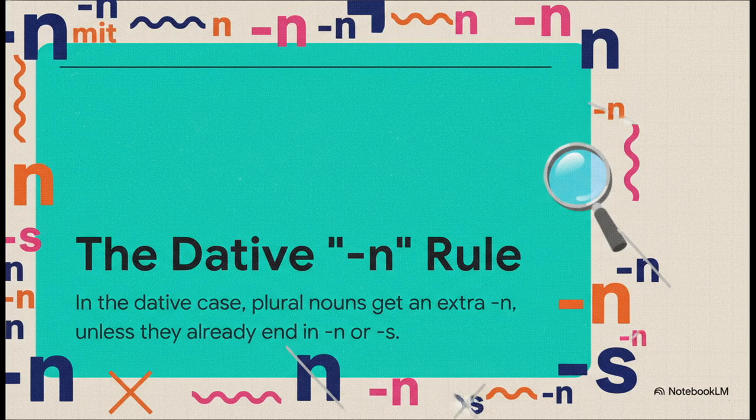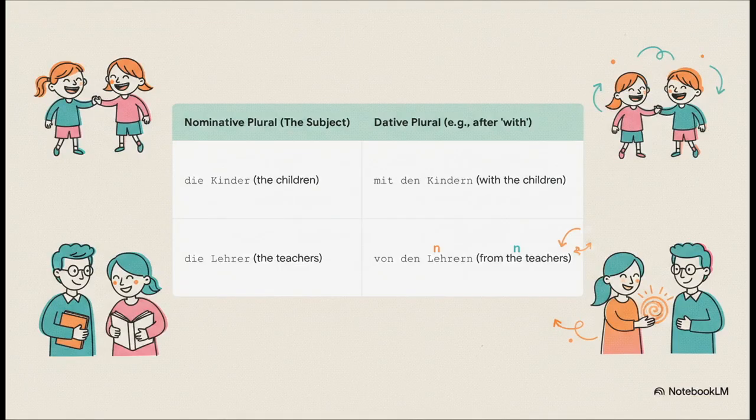When you're in the dative case, which often follows prepositions like mit, which means with, or von, which means from, you have to add an extra N to the end of your plural noun. The only time you don't is if it already ends in an N, or if it's one of those S plurals we talked about. It's really that simple. Let's just see this in action. It makes it so much clearer.